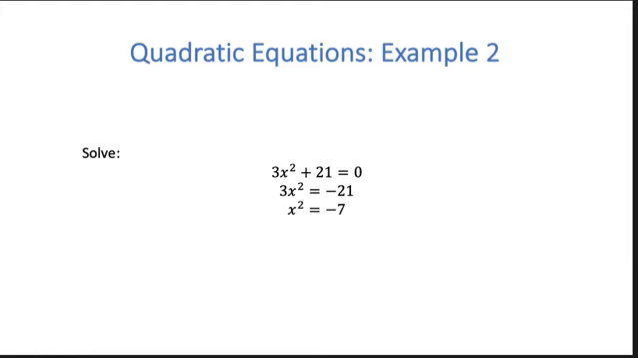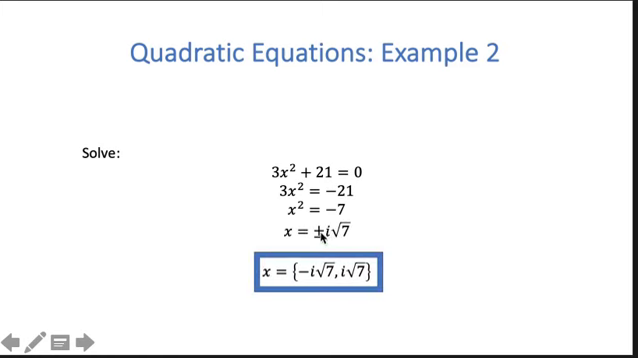So what I'm going to do in the next step is take the square root of both sides. Now the square root of x squared and then the square root of negative 7. Now when I take the square root of negative 7, I have to realize I'm going to get two solutions. So I'm going to get a positive, the principal root, and a negative root. So those two solutions are i times the square root of 7.